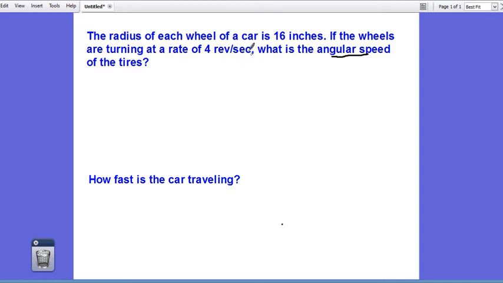Now, on this problem, they're telling us the information in how many revolutions they're going per second. Remember, for angular speed, we want some sort of angle per time. So what we have to do is change this revolutions per second to an angle. We have 4 revolutions per second, and we know from our unit circle how far we're going in 1 revolution.